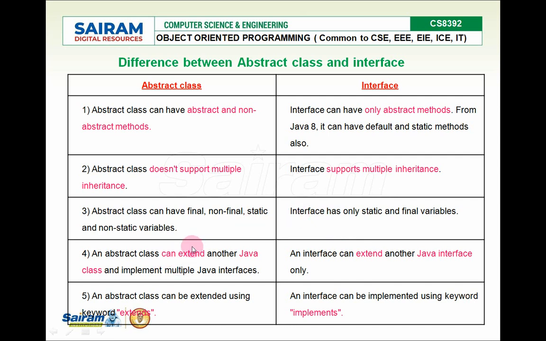An abstract class can extend another Java class and implement multiple Java interfaces. So it is normal, right? But an interface cannot extend another Java class. Sorry, an interface can extend another Java interface only. It cannot extend another class. So it can extend another interface only, and an interface cannot implement. A class only implements an interface, right? One interface can extend another Java interface only, right? An abstract class can be extended by using the keyword extends. Interfaces can be implemented using the keyword implements.